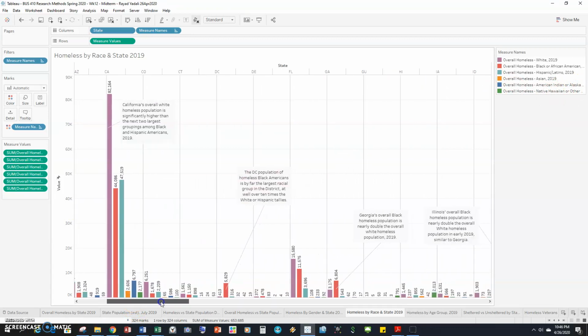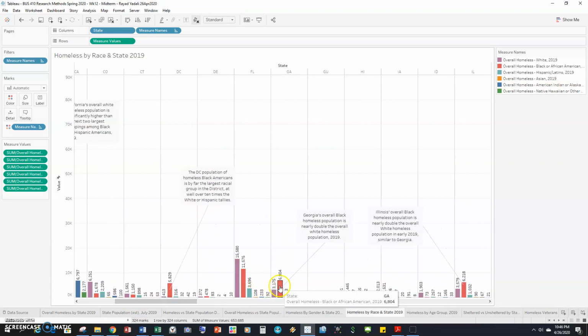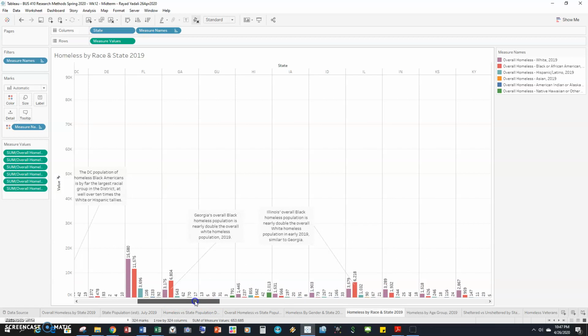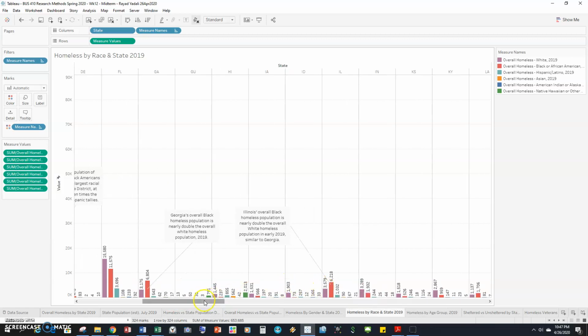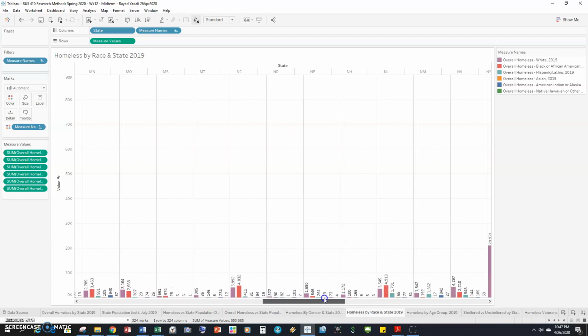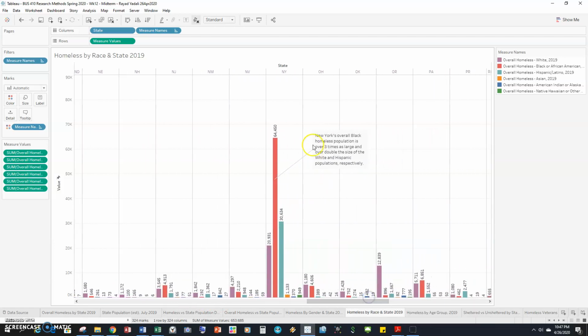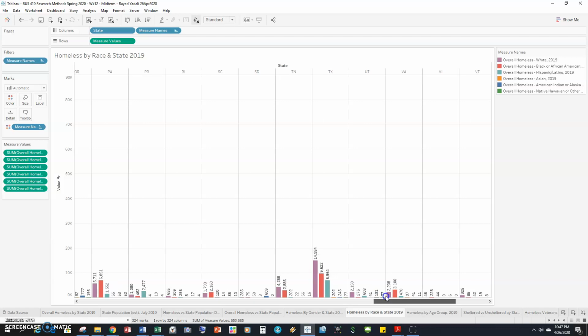And keep moving down the line, you'll see, I just saw a few things that popped out, like Georgia's overall homeless black population is much higher. It's almost double the white homeless population. Illinois is roughly the same scenario. And if you go down to New York, you'll notice New York's overall black homeless population is 3 times as large and double the size of the white and Hispanic populations respectively. So that definitely catches my eye.